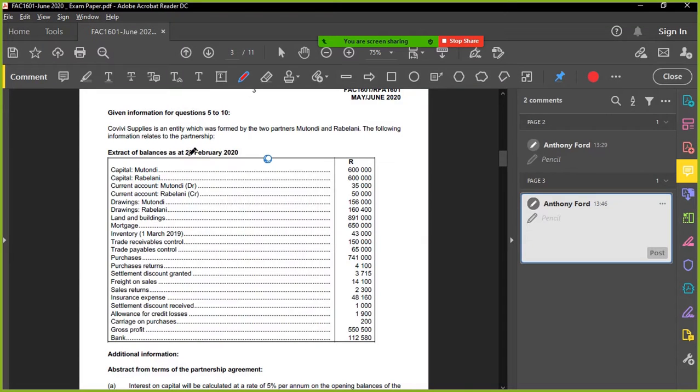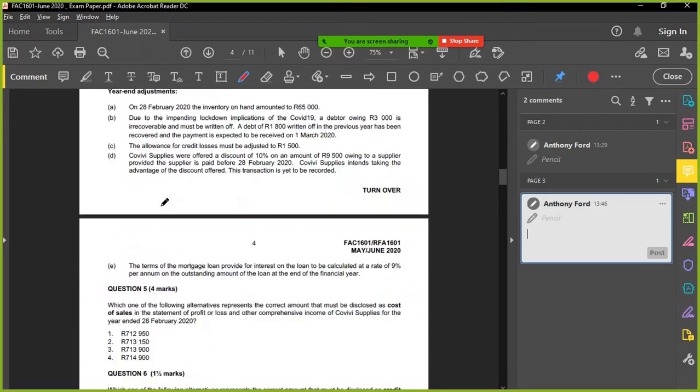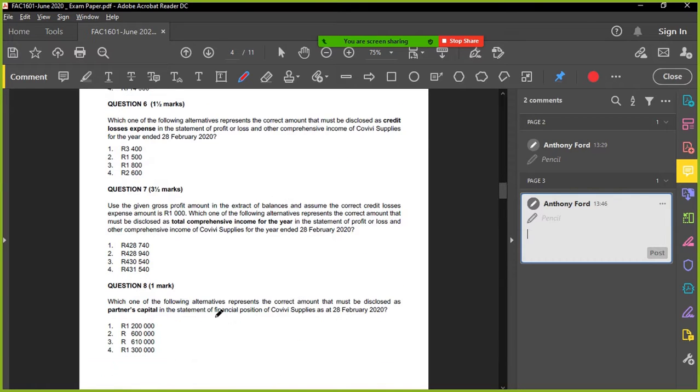Okay, looking at partners, M and R. I've got an extract, I've got additional information, it's probably disclosure. Is it? Yes. Okay, they want to know cost of sales in the statement. They want to know the credit losses in the statement. They want to know total comprehensive income. Okay, what else do they want to know?